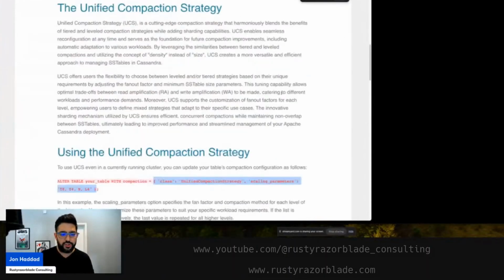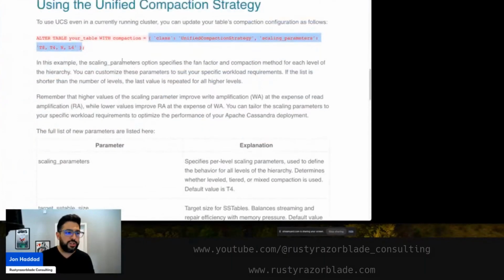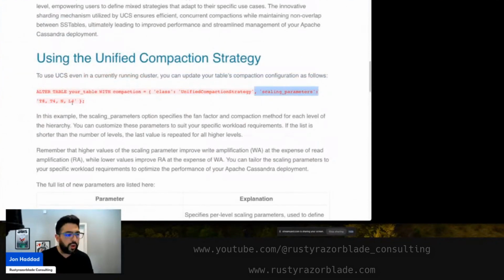Unified Compaction Strategy has this thing called scaling parameters. Scaling parameters affect the way that the data is tiered out on disk. If you have a scaling parameter that starts with an L, that means it's going to behave like leveled. So that means there's a whole bunch of data in the level, and that gets compacted together, and then eventually it gets merged into the higher level.